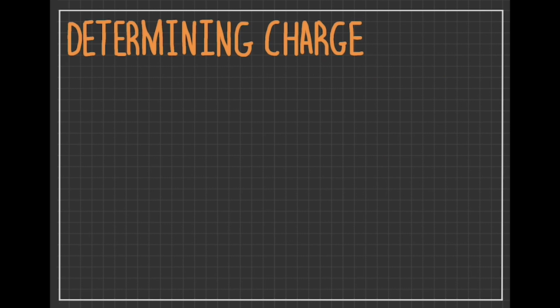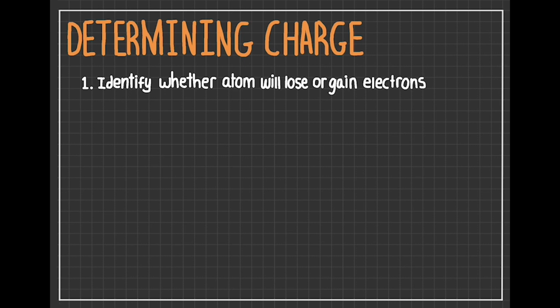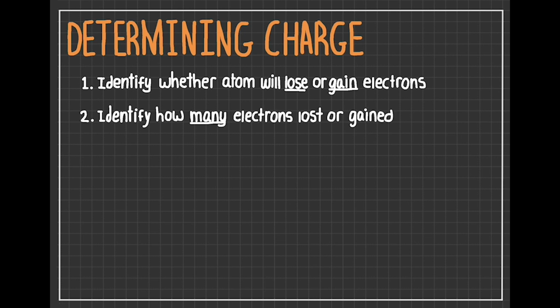Now let's discuss how to determine the charge of an ion. What is done most often is to first identify whether the atom is going to lose or gain electrons, based on the methods that I mentioned earlier. The next step is to identify how many electrons are going to be lost or gained. This is done based on the number of electrons in the valence shell of the atom. Let's take rubidium as an example. This has 1 electron in its valence shell. In order to get a complete octet of 8, it must lose that 1 electron, so it will obtain a +1 charge.